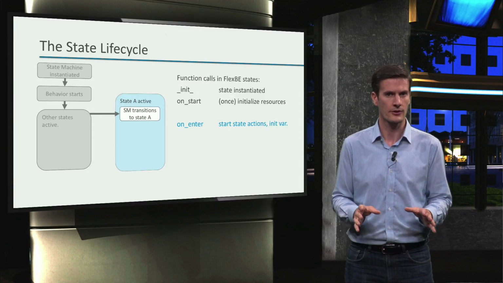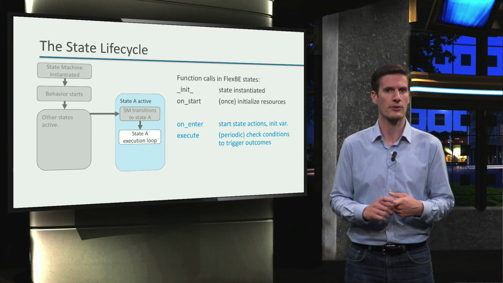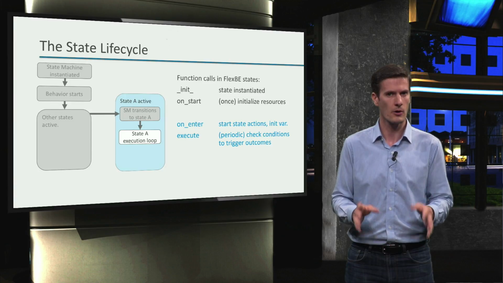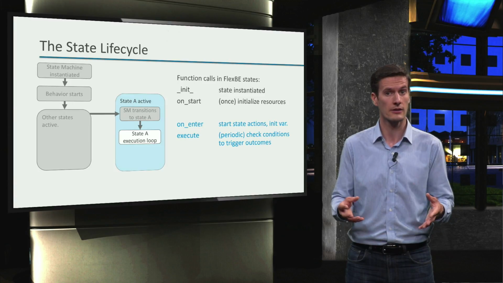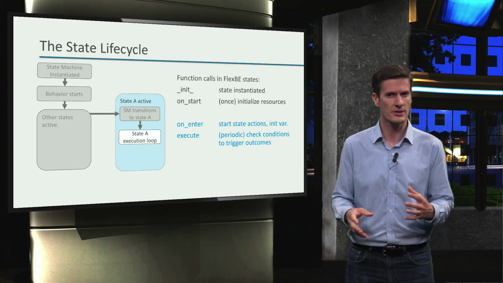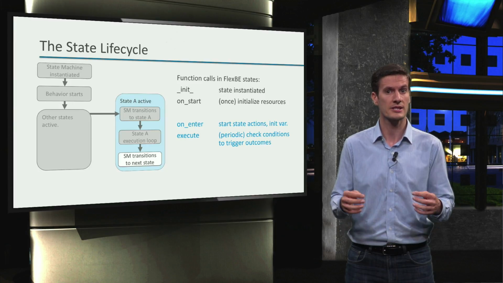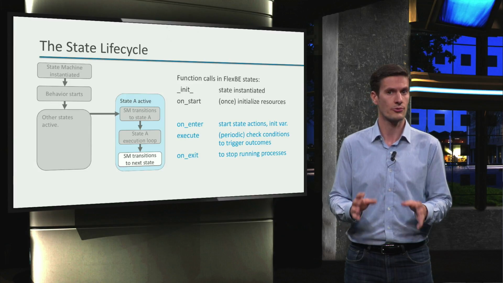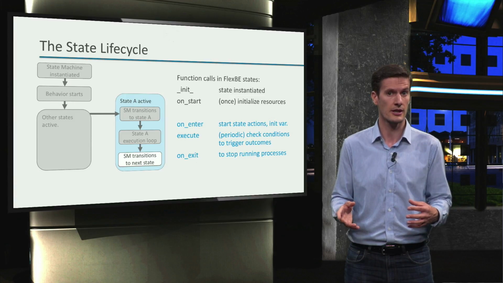Okay, after onEnter, the execute method is called periodically while the state is active. Its main purpose is to check state conditions and trigger a corresponding outcome if the condition is met. While no outcome is returned, the state remains active and the execute method continues executing. When an outcome is returned, the behavior transitions to the next state, and the onExit method of the state is triggered. This event can be used to stop processes that were triggered in the onEnter event, for example.